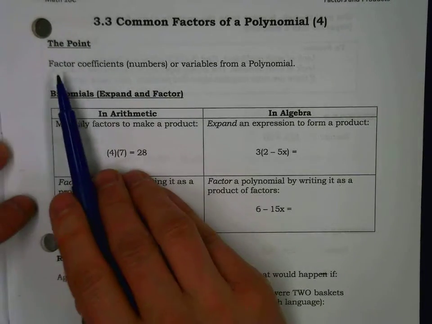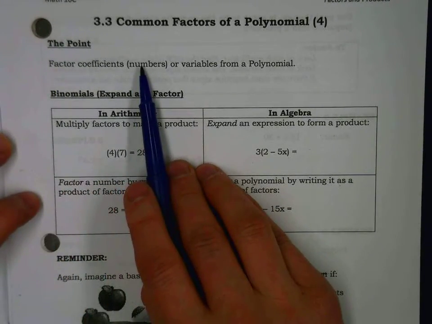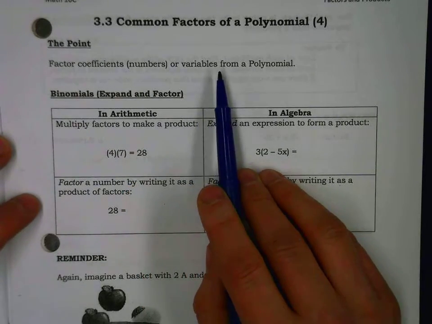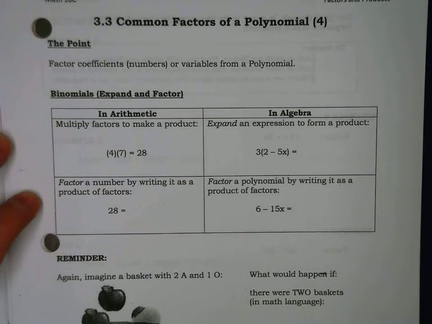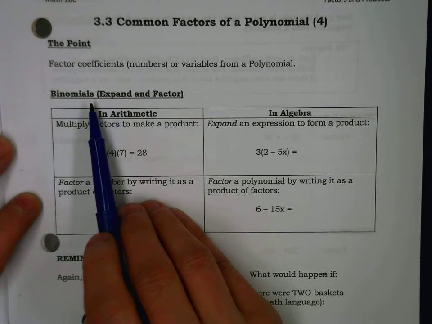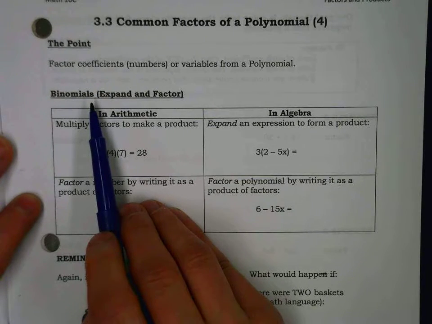So the point of today is to factor coefficients, which are numbers, or variables, which are our letters, from a polynomial. It's important to give a big picture idea of what's actually happening. When we're speaking specifically about binomials, we're talking about polynomials with variables, and we're talking about two terms.